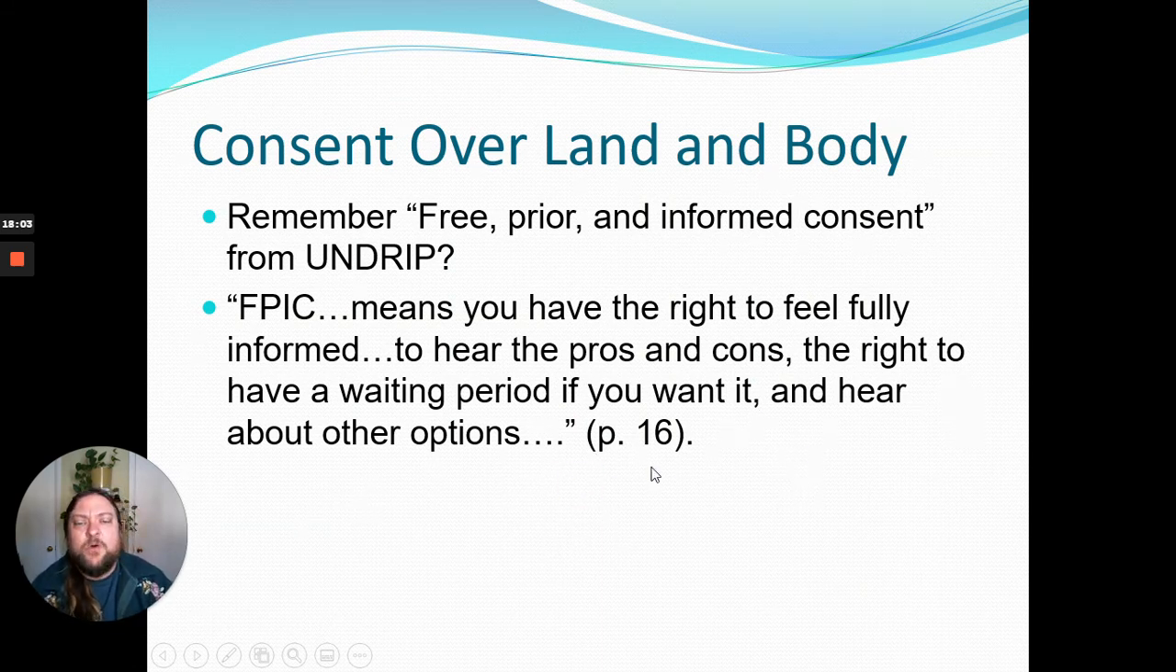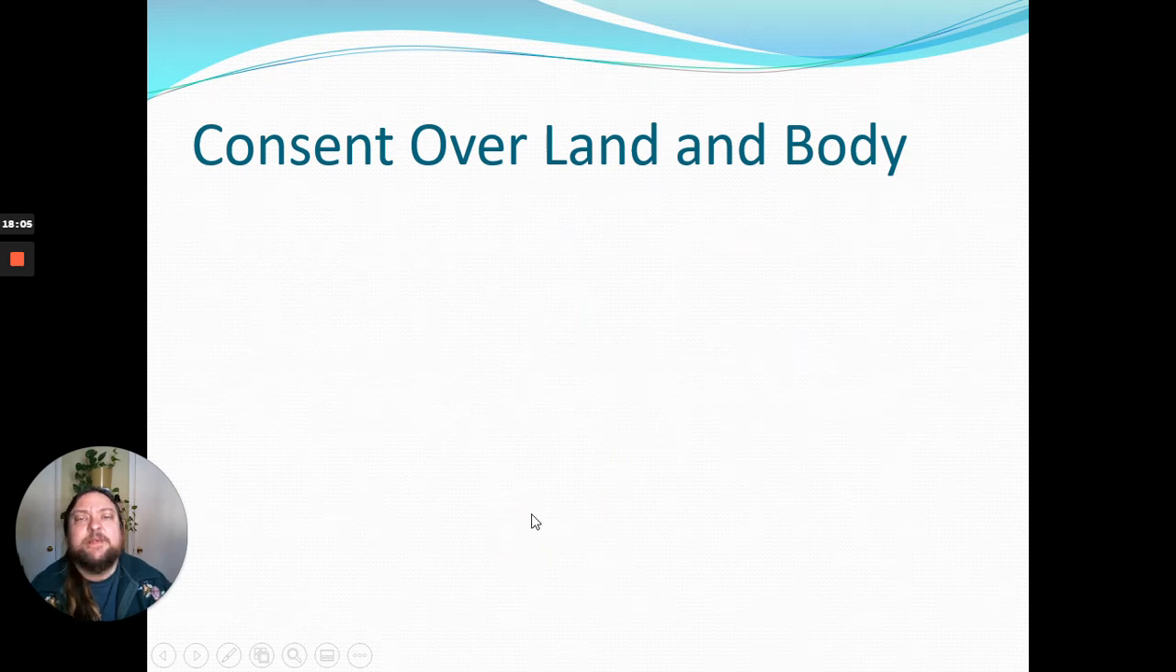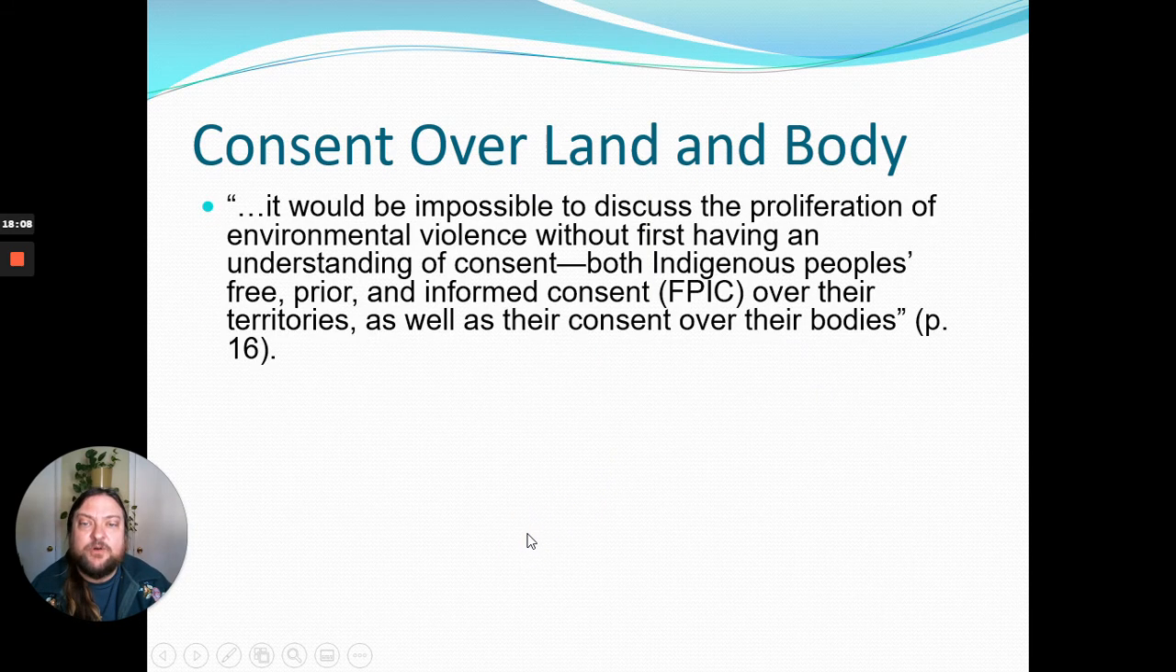Okay, and then they apply this to the overall discussion and they say it would be impossible to discuss the proliferation of environmental violence, which we just talked about, without first having an understanding of consent, both Indigenous peoples' free, prior, and informed consent over their territories, as well as their consent over their bodies. So here they're bringing in this parallel between violence on land and violence on body.